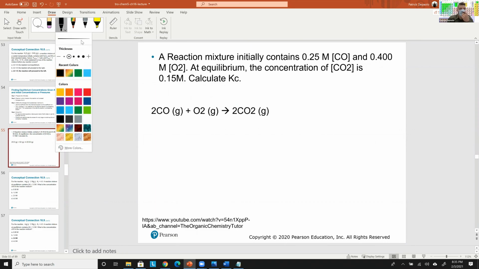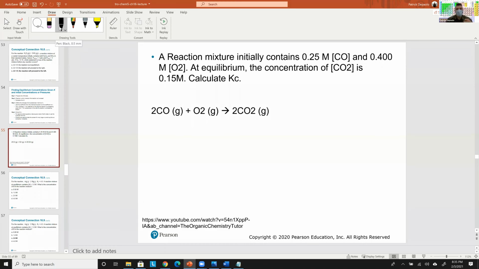So a reaction mixture initially contains 0.25 of CO, 0.4 of O2. At equilibrium, the concentration of CO2 is 0.15. Calculate Kc. All right, so what do we do? Very easy. Set up an ice table. I, C, E. What does I stand for? Initial, change, equilibrium.